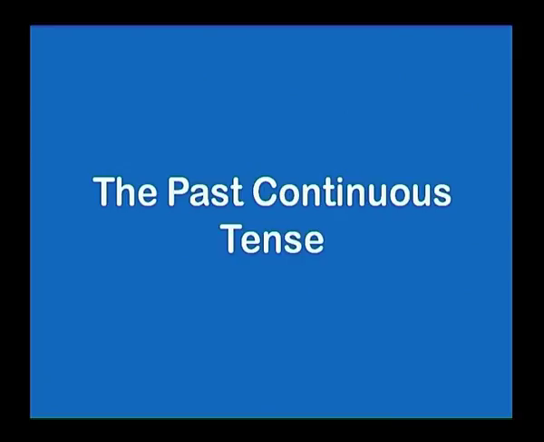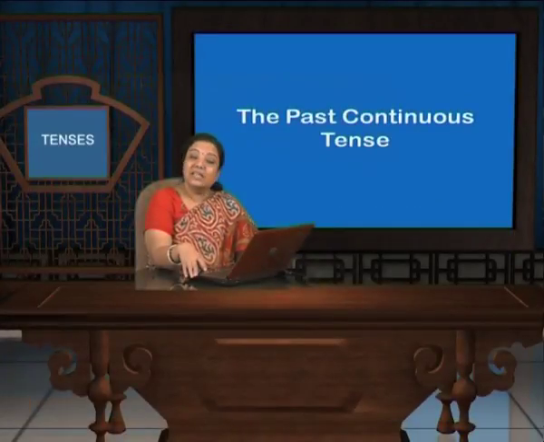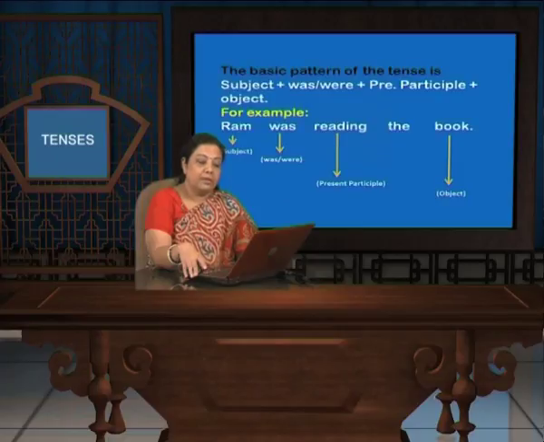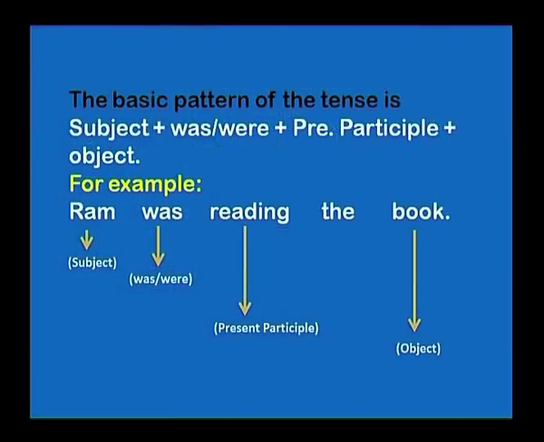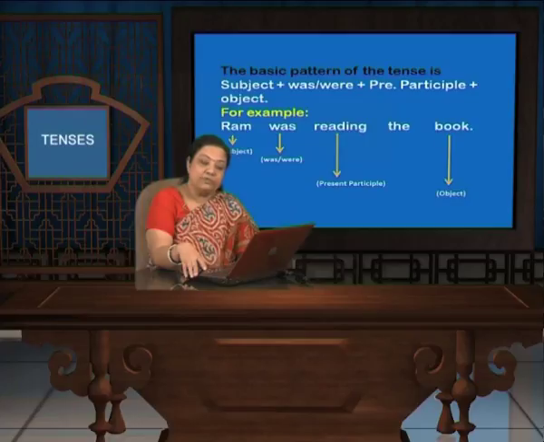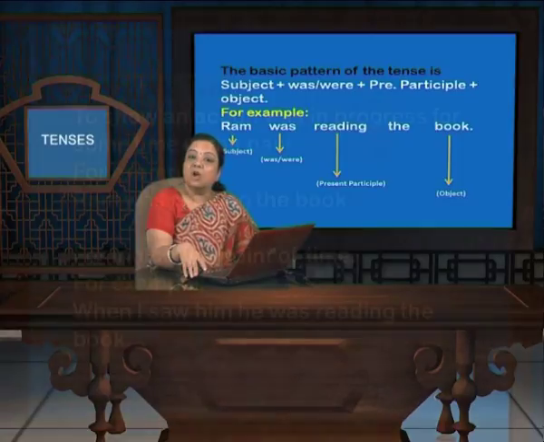The same simple past tense we can form to the past continuous tense. The basic pattern would become subject plus was or were. Was we use for singular noun, were we use for plural. So, we have subject plus was or were plus participle plus object. For example, Ram was reading the book. Ram is subject here, was reading. Reading is present participle. If you remember, I said read first form of verb plus ing and we say present participle. The book is an object here.